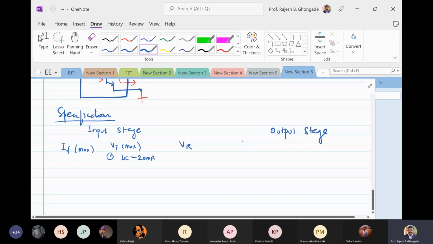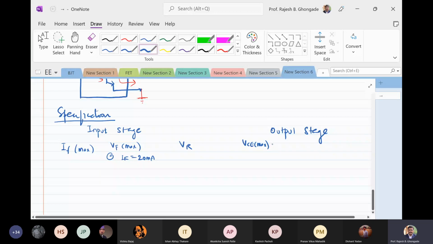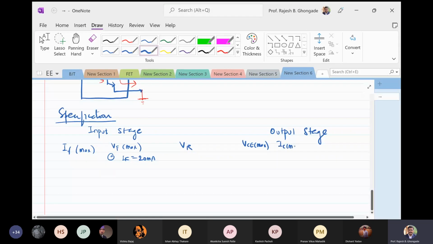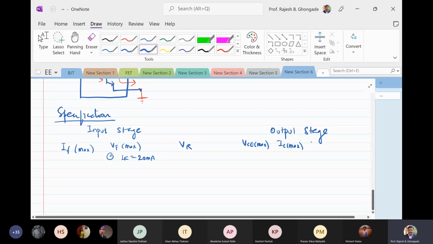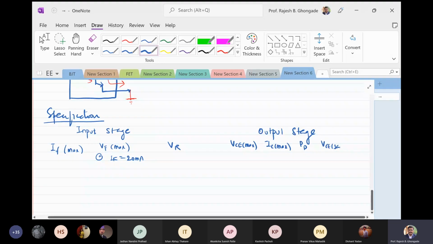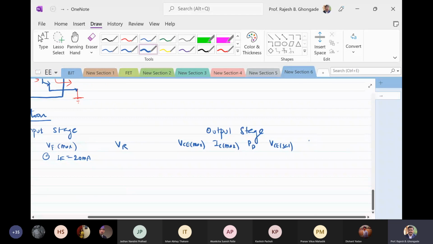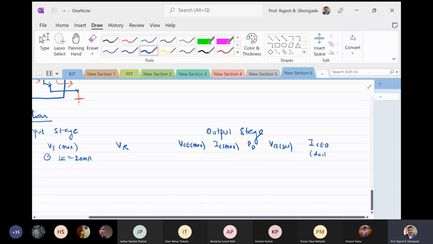At the output stage, we have VCE max, that is maximum voltage that you can apply across the collector and emitter. IC max, power dissipation maximum. Saturation voltage, VCE SAT, and you have ICEO, which is dark current, in dark.